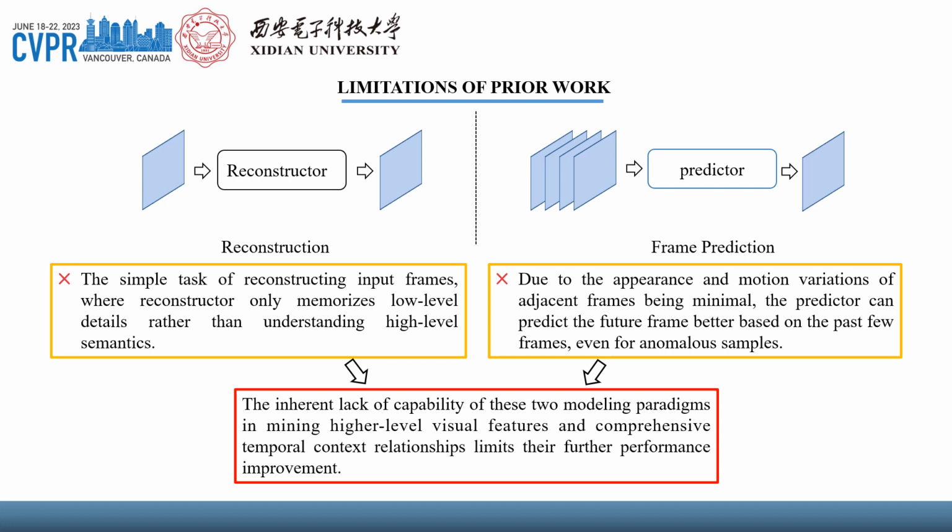For the reconstruction-based approaches, due to the simple task of reconstructing input frames, the autoencoder only memorizes low-level details rather than understanding high-level semantics. For the prediction-based approaches, due to the appearance and motion variations of adjacent frames being minimal, the predictor can predict the future frame better based on the past few frames, even for anomalous samples. The inherent lack of capability of these two modeling paradigms in mining higher-level visual features and comprehensive temporal context relationships limits their further performance improvement.